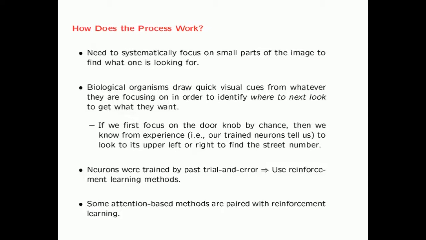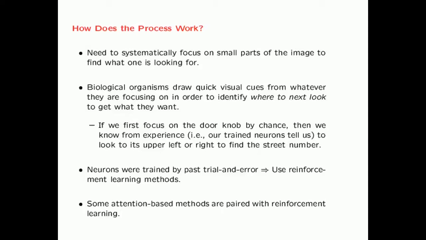For example, if we first focus on the doorknob by chance, then we know from our experience, that is, our trained neurons tell us, to look to its upper left or right to find the street number. And the reason our neurons tell us to do that is because they were trained by past trial and error in order to look for the house number in that way.